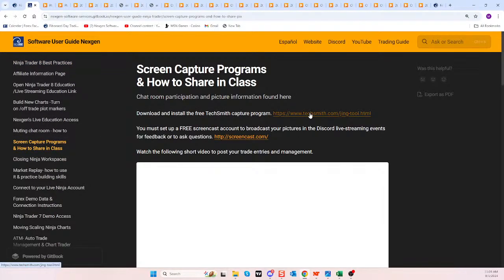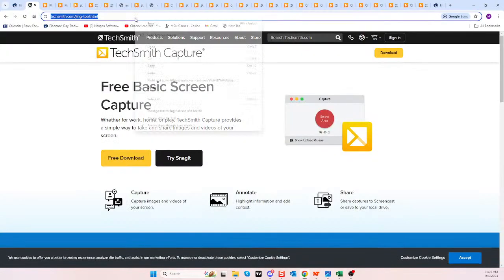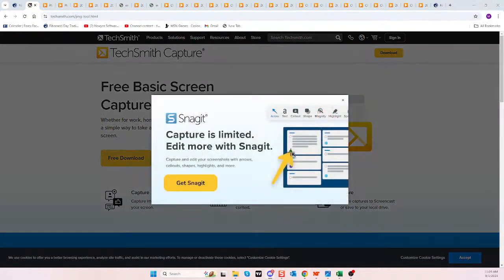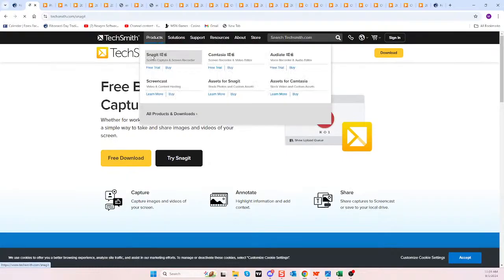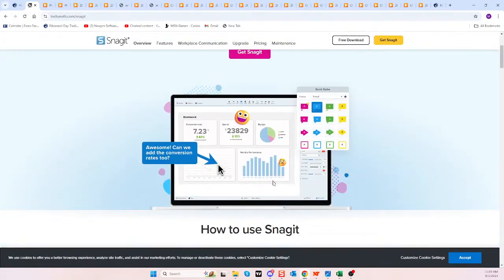So this is the Jing tool. It used to be called Jing. Now it's just TechSmith Capture. That's the one that's downloaded on your computer when you get the software. And then Snagit is the one with all the bells and whistles.